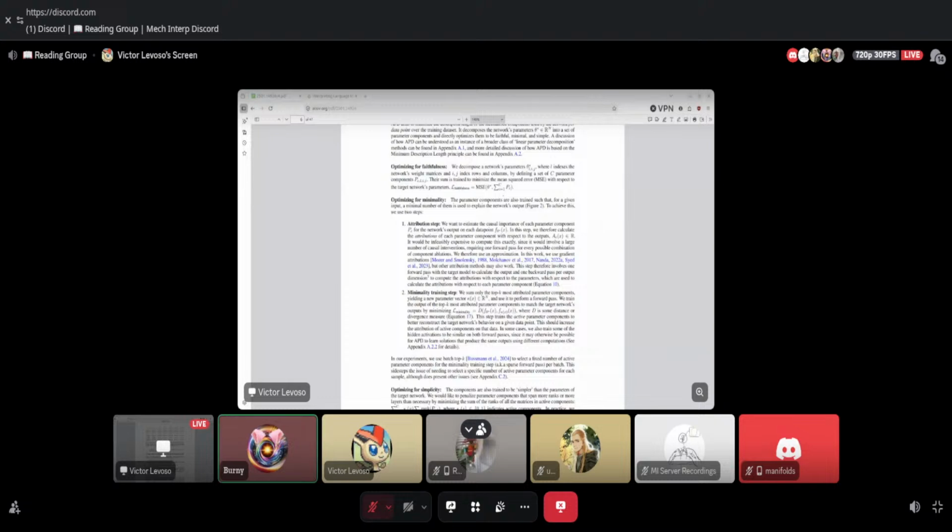In summary, we use faithfulness loss, minimality loss, and penalize parameter components that span more ranks or more layers. More layers? What do you mean by more layers? Isn't... Alright, because it's over the whole thing. Isn't penalizing top K, penalizing the... I guess when you penalize rank, you also penalize layers, I guess.